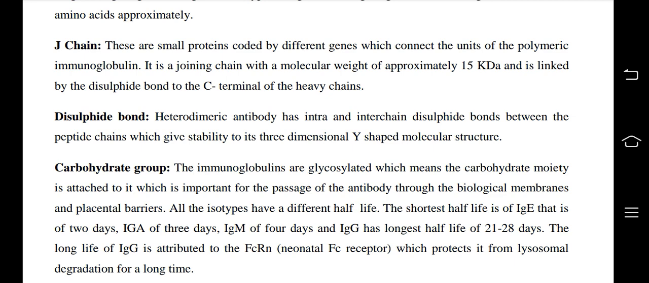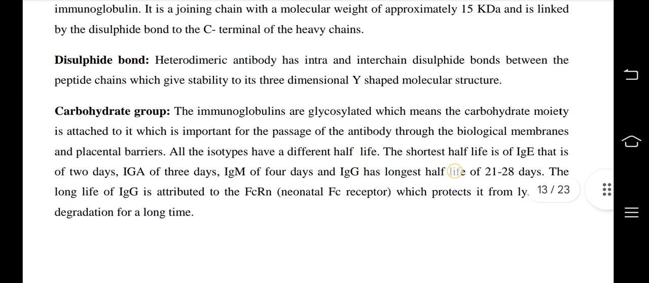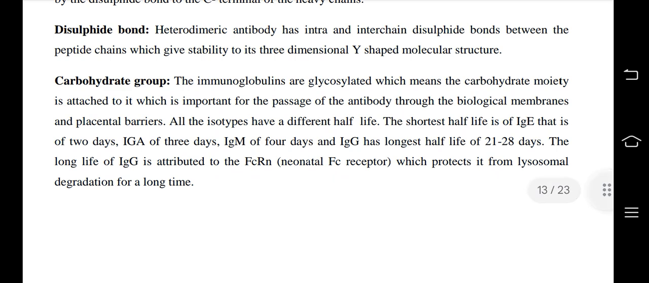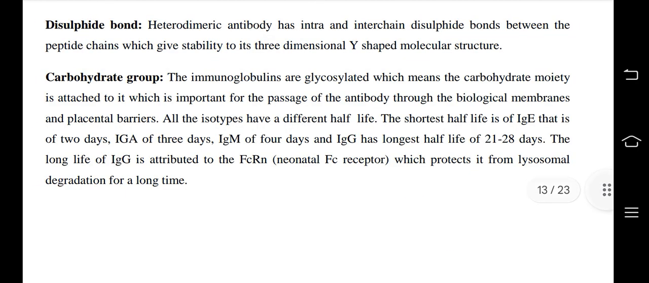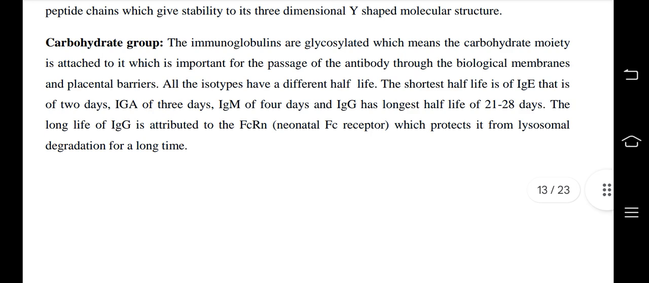Then disulfide bond. Heterodimeric antibody has intra and interchain disulfide bonds between the peptide chains, which gives stability to its three-dimensional Y-shaped molecular structure. And carbohydrate group. The immunoglobulins are glycosylated, which means the carbohydrate moiety is attached to it, which is important for the passage of the antibody through the biological membranes and placental barriers.